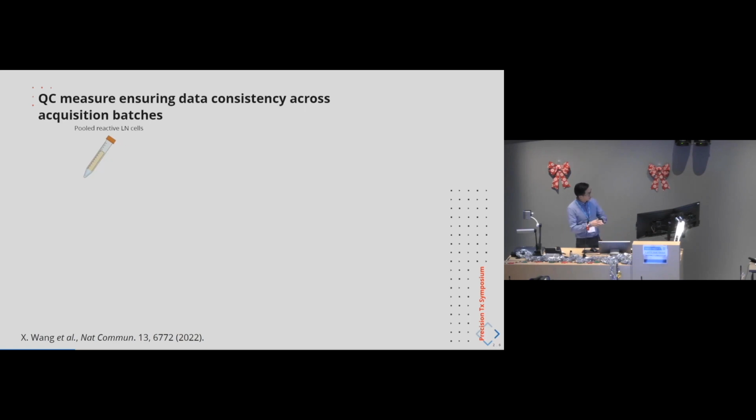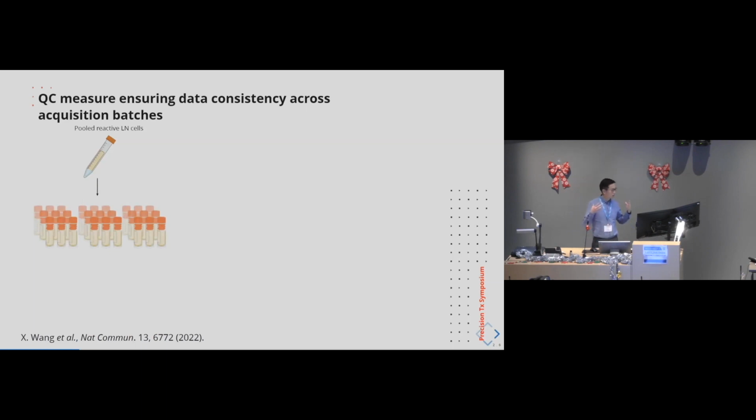Before I show you the real data, the one thing I really want to stress is the QC, the quality of the data that we're going to get. For big studies like this that cover a long time period, how to make the data consistent with minimum variation is key to the success of the study. So for this study, we assembled a pooled reactive lymph node.